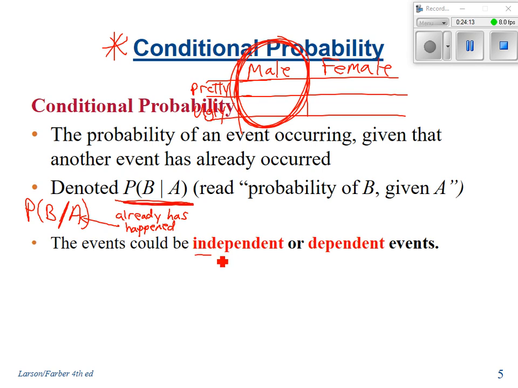Independent, dependent events. What do you think independent events are? They do not rely on each other. And if they're dependent events, what do you think that is? All right, dependent events means one affects the other. So one event affects what the other event could be.